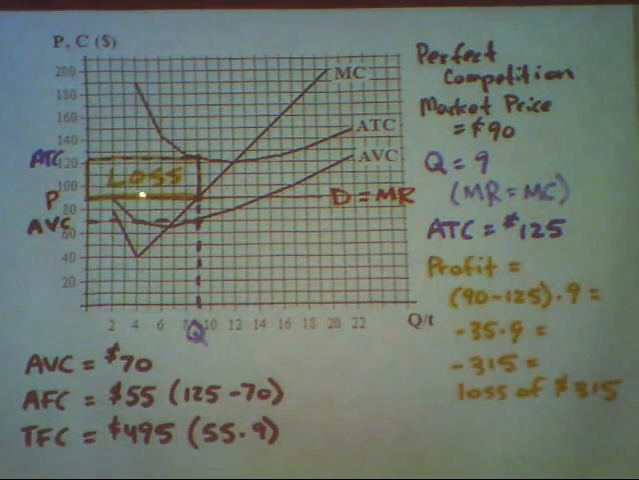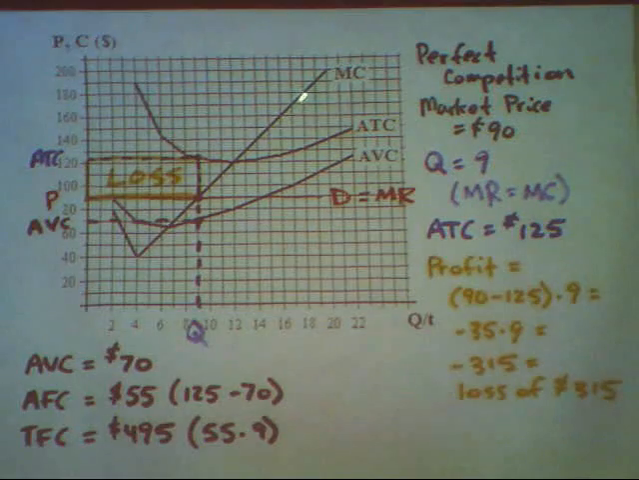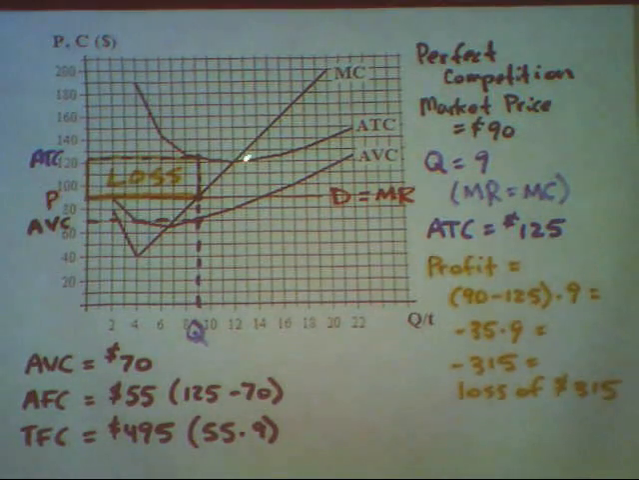As long as the marginal revenue curve crosses the marginal cost curve in between the ATC and the AVC, somewhere in this range, the firm will stay in business even though they're making a loss. If the price had been higher than 90, up here somewhere above the ATC, they make a profit. If the MR crosses the MC down here, that's where the price is less than the AVC, so they're better off shutting down. If the price, for example, is $50, it would be below the AVC, so they'd be better off shutting down.